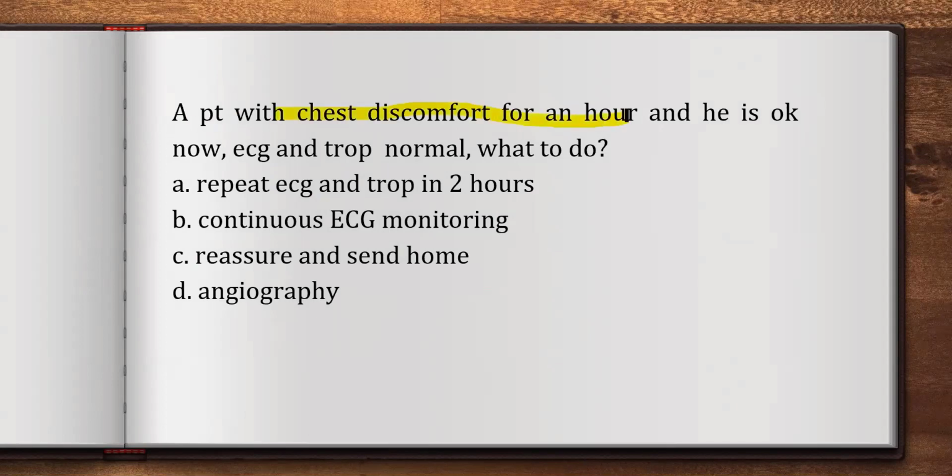A patient has chest discomfort for an hour, and he is okay now. ECG and troponin are normal. Let's say this is a 50-year-old patient. Age is very important in chest pain. What to do? Repeat ECG and troponin in 2 hours. Continuous ECG monitoring. Reassure and send home. Angiography.